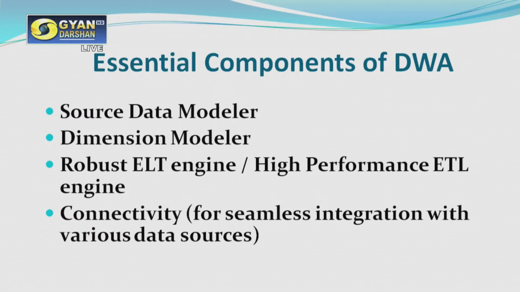And the fourth one is, in order to lay down the complete pipeline right from the source till the end, there should be connectivity for seamless integration with various data sources. So these are the four essential components. If you can integrate certain software along with these four components that we are discussing here, then automatically a kind of database automation will come into the picture.